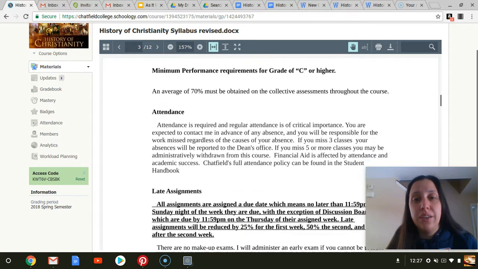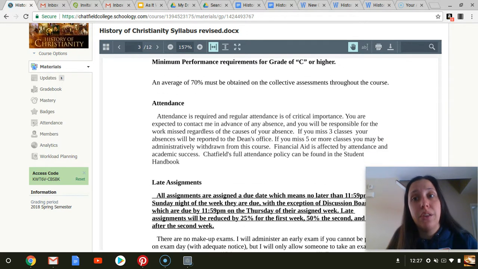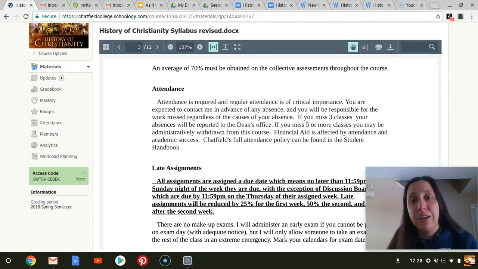And then attendance is required. You are required to log in every week, which you have to do your assignments anyway. So at the very least, the discussion board. So if you miss 3 weeks, so you don't log in for 3 weeks, whether they're consecutive or intermittent, your absences will be reported to the dean's office. And if you miss 5 or more, you could be withdrawn from the course. And your financial aid is affected by attendance and academic success. So if you have any questions about the attendance policy, check out the student handbook.